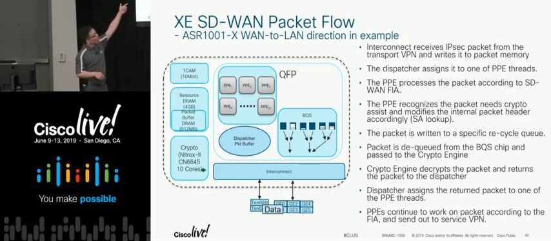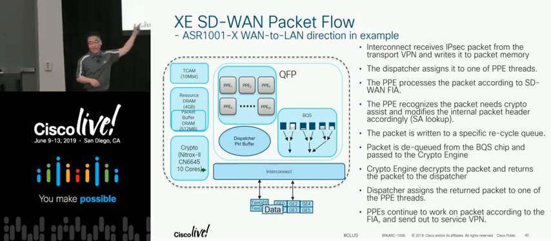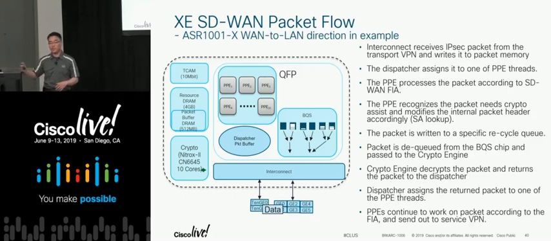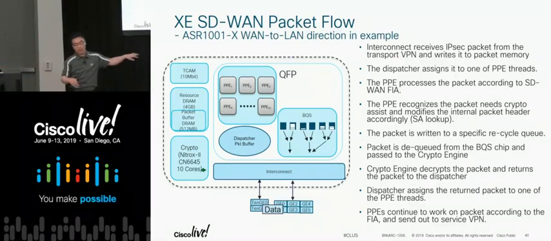So we're first going to talk about an example packet coming from the WAN interface toward the LAN interface. In SD-WAN, we use the terminology of a transport VPN and a service VPN. The transport VPN is your overlay VPN coming from the WAN. The service VPN is the VPN, or the VRF if you will, connecting to your LAN port. So sometimes we see traffic coming from WAN to LAN, sometimes from transport VPN to service VPN. It's all the same thing.